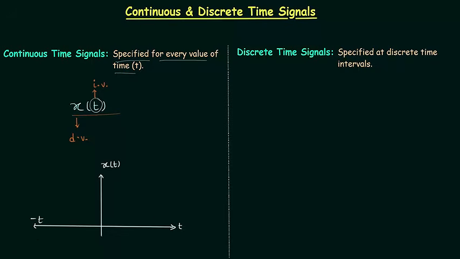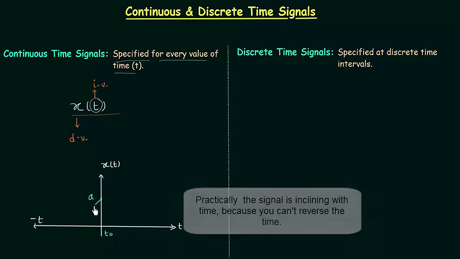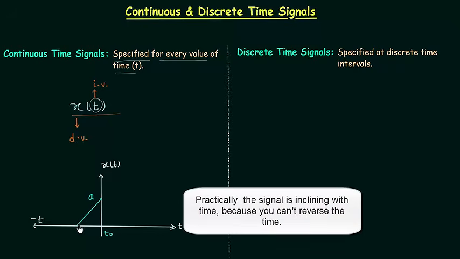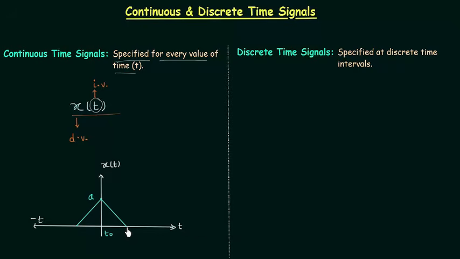So x-axis is for time t, and this is minus t. And we have one signal which has amplitude equal to A when time is equal to t0. Then this signal starts to decline like this and it becomes 0 at this point. It starts to decline on the other side of the y-axis also, and it becomes 0 at this point, and after this it remains 0 till infinity, and it remains 0 till minus infinity. So this is our continuous time signal.